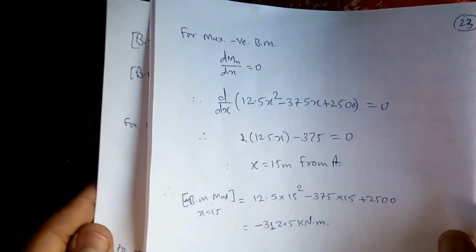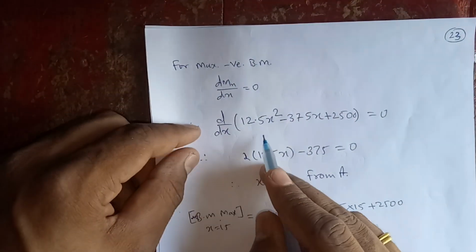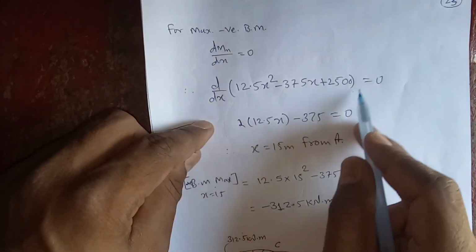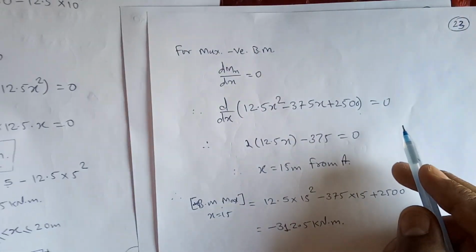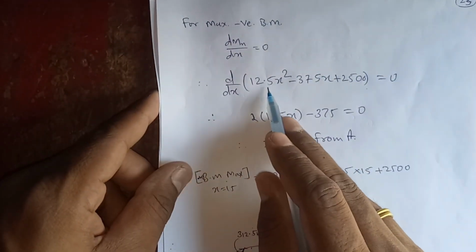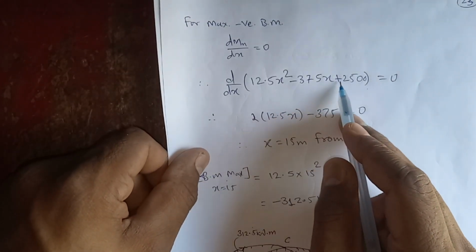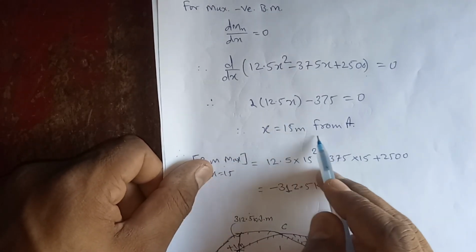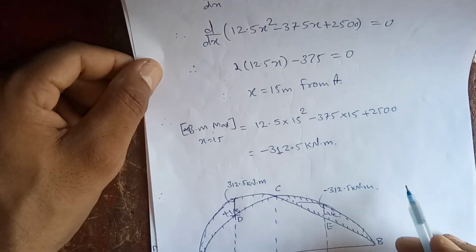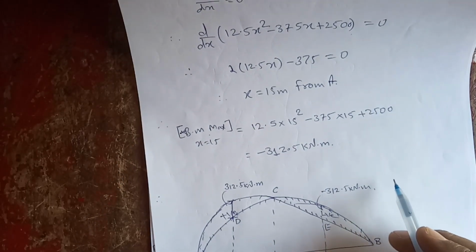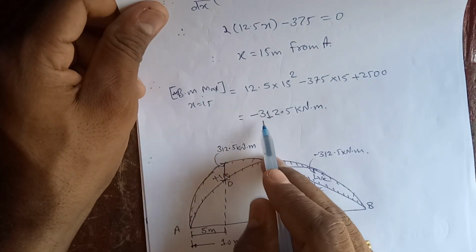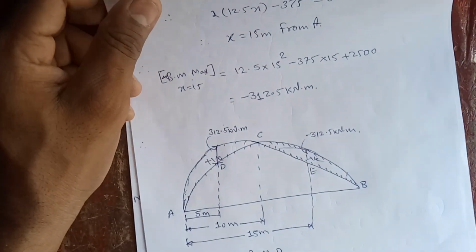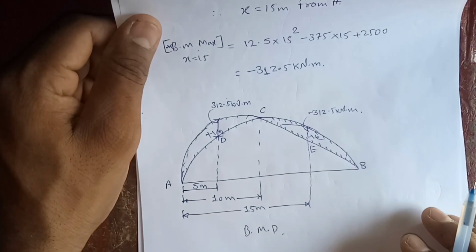Now to calculate the maximum negative bending moment, again we have to differentiate this equation of Mx and equate it to 0. If you differentiate this Mx equation, which is 12.5x square minus 375x plus 2500, then what we'll get is x equal to 15 meter, right? So we'll substitute x equal to 15 and we should get the maximum negative bending moment. If you substitute that in the Mx equation, then what we'll get is minus 312.5 kilonewton meter.